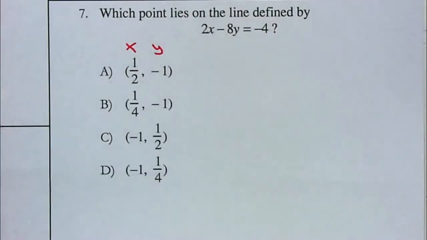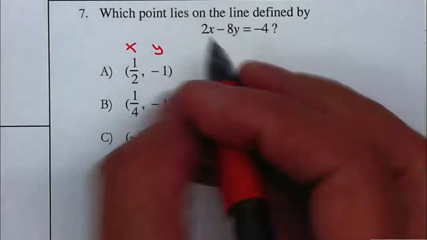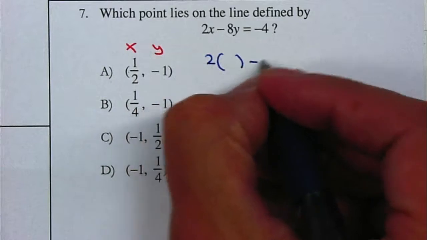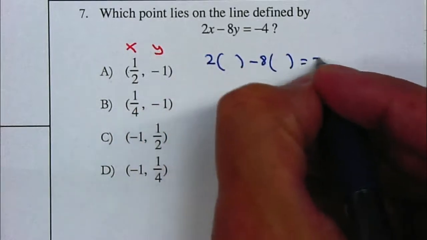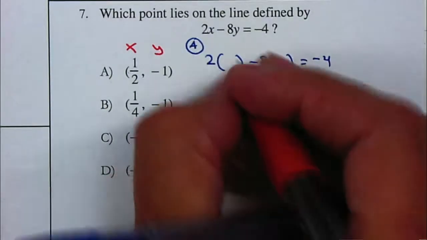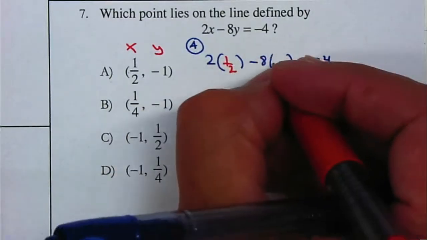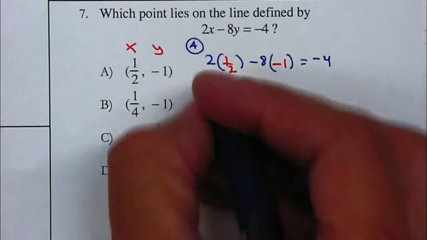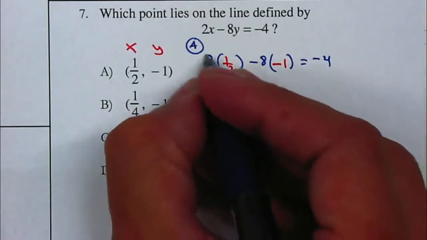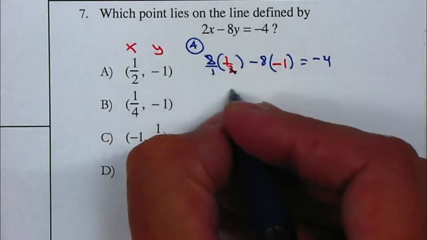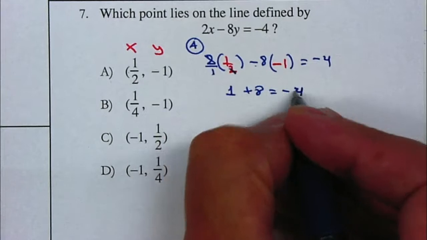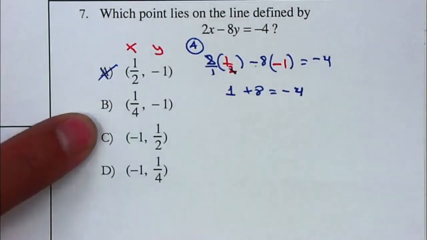Once we plug it in, it should give you a true statement. So for letter A, we have 2x minus 8y is equal to negative 4. And let's go and label your work. X is 1/2, y is negative 1. Now to multiply, I multiply over 1 and I can just multiply across, or I can simplify. The 2's cancel, and just 1 divided by 1 is 1. Plus 8, is that equal to negative 4? No. And then we're going to continue to letter B.